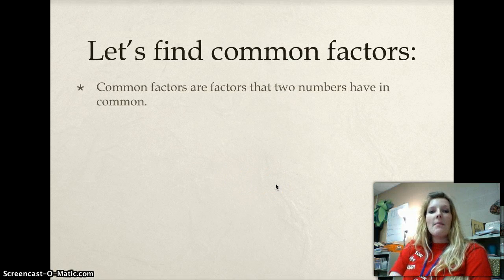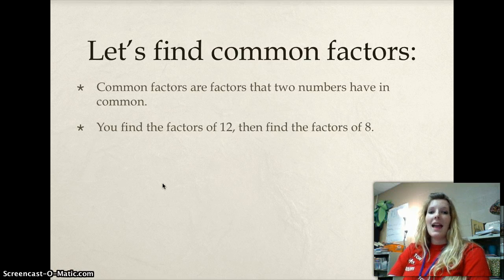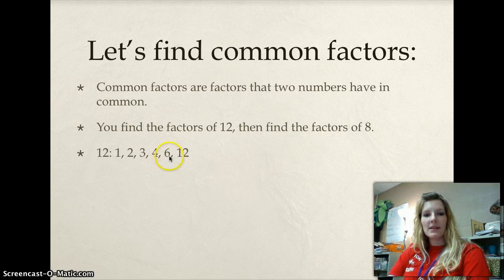So let's find some common factors by factoring more than one number. You find the factors of 12 and then find the factors of 8. Pause the video while you work this out because I'm going to give you the answers. Okay, for me, I got factors of 12 as 1 times 12, 2 times 6, 3 times 4. And since we're at 3 and 4, that's as high as we can go. These are all of the factors of 12.